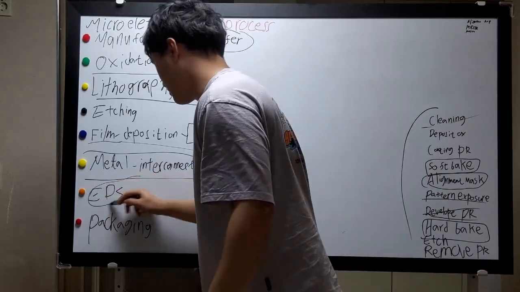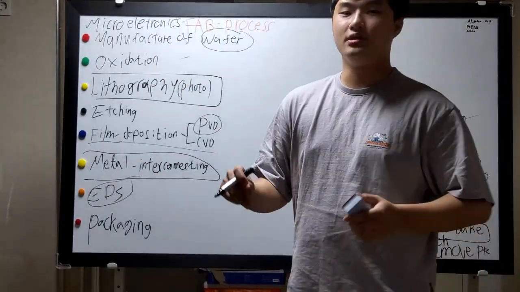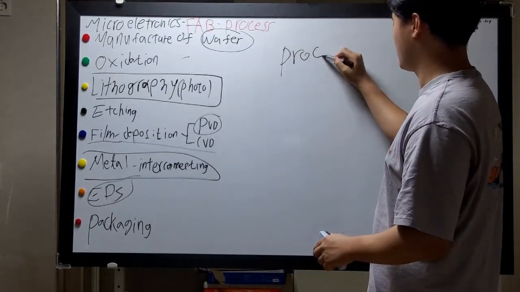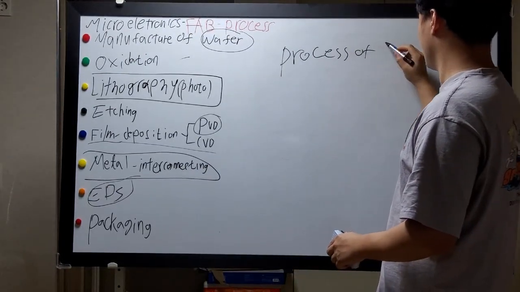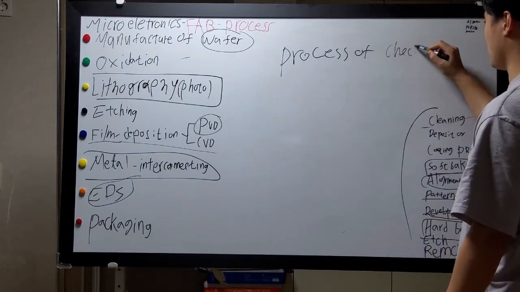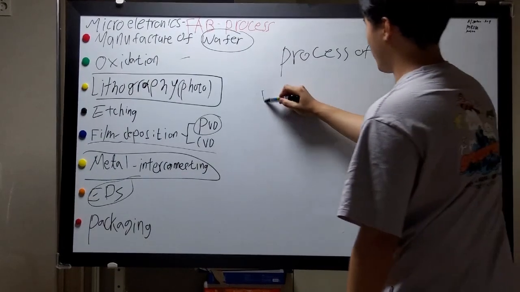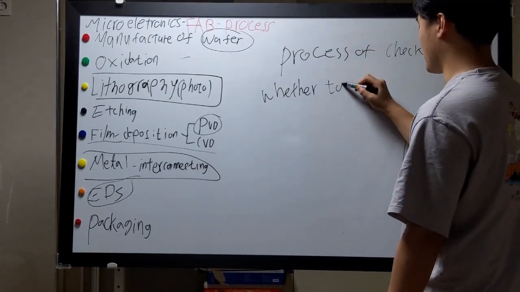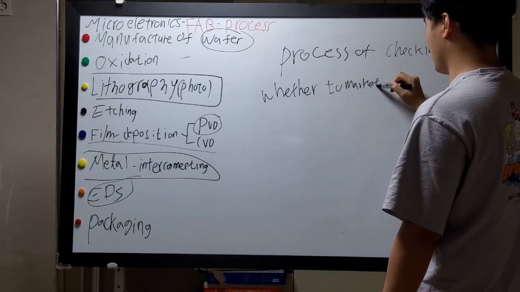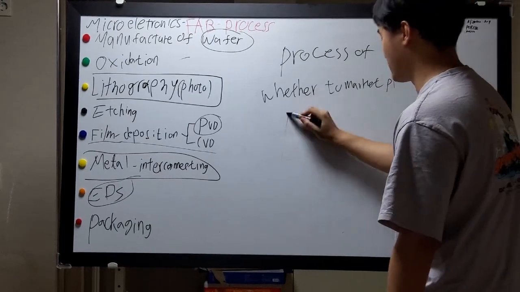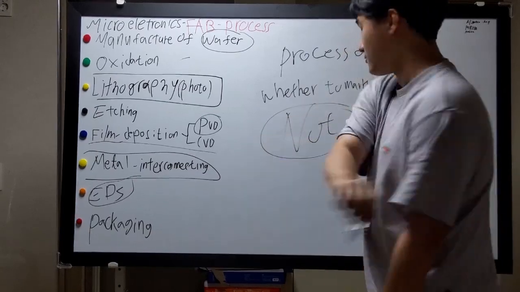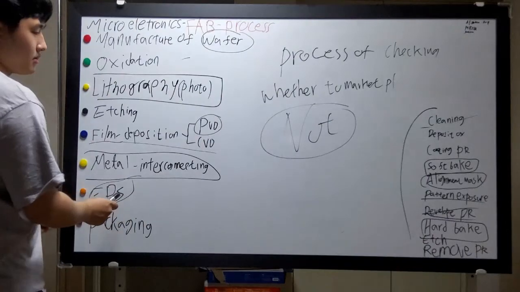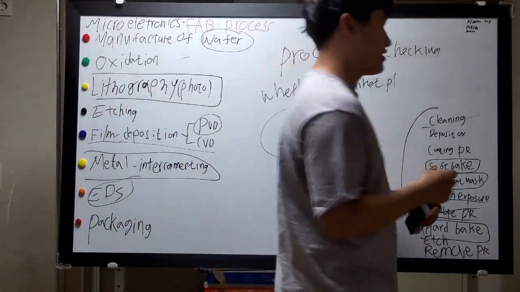Okay, EDS. EDS can be easily said as the process of checking whether the fabricated semiconductor is available to the marketplace or not. Okay. So this is EDS. Maybe there are four typical ways.